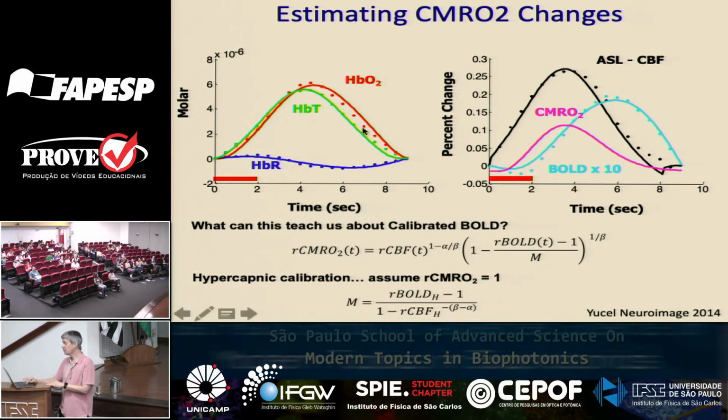Okay, so can we use these data here to gain confidence in this hypercapnic calibration, right? So this was something that people in the fMRI community are using, but there's lots of literature saying, well, it works, or no, it doesn't work, well, maybe it works, well, maybe it doesn't work.